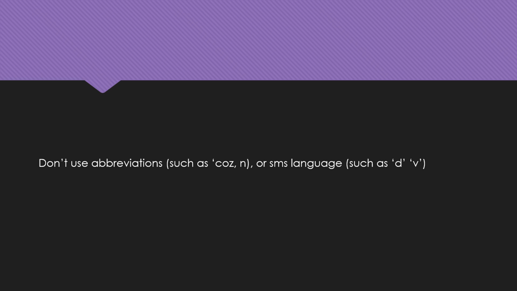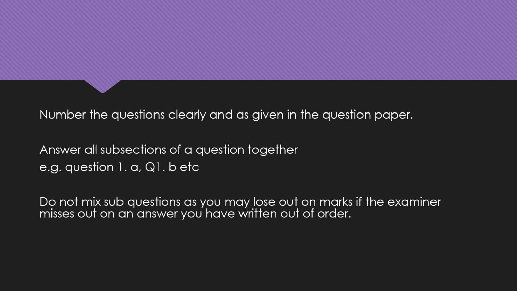Don't use abbreviations or short forms or SMS language. Number the questions clearly as given in the question paper. Now, every main question will have some sub questions. Answer all those sub questions together. For example, question 1A, question 1B, question 1C. Then move on to question 2, question 2A, B, C, whatever is there.